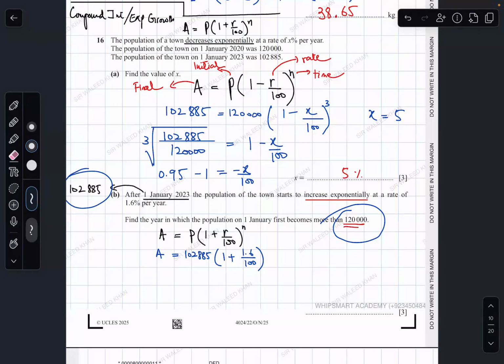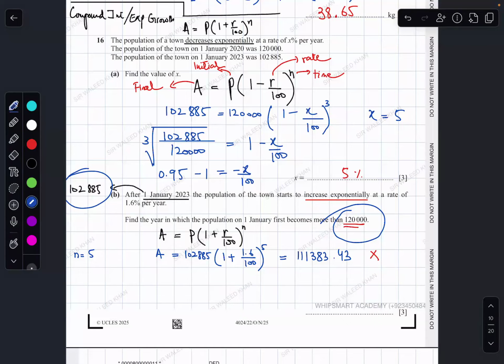So we have to figure out the number of years when this population exceeds 120,000. So that means the final value should be greater than 120,000. So I'm going to select any value of n. Let's say because the gap is big, so I can start with 5. So when the number of years are 5, let's see what final value we get. This should be 1.06 whole power 5 times 102,885, and we have 113,111.43. Is it exceeding 120, Mahmood? No. So that means at 5, we still have a lot.